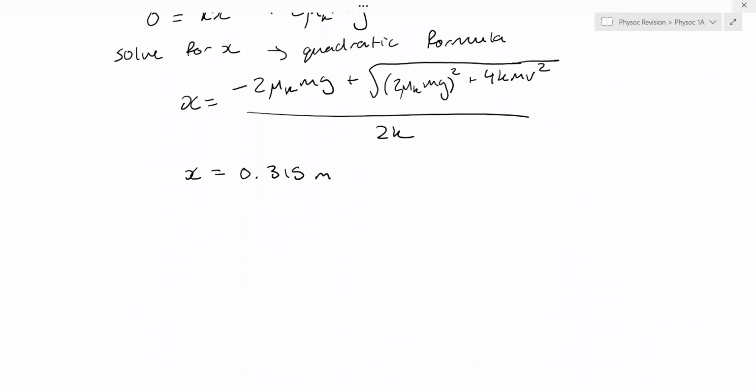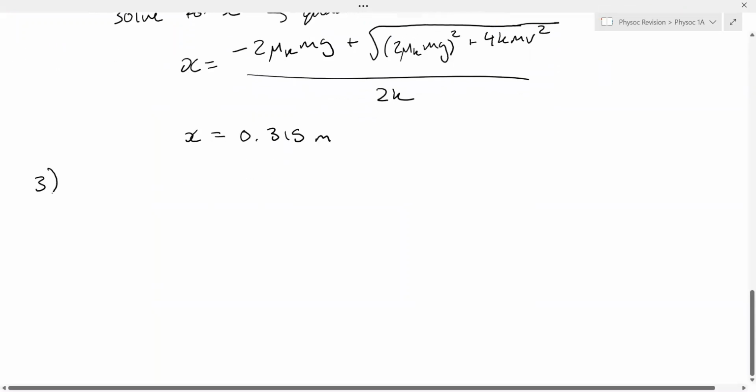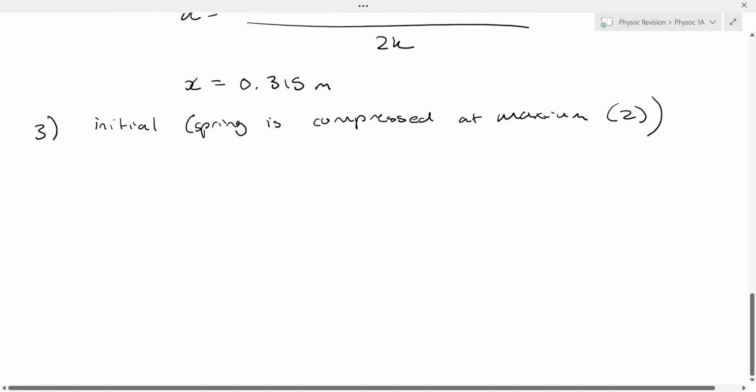Once again, we're just going to use our conservation of energy equations. So it's part 3. This time our initial is going to be just after the situation in part 2. So when the spring is compressed. Initial is when the spring is compressed at the maximum compression point from part 2. And then final is going to be where it comes to rest.